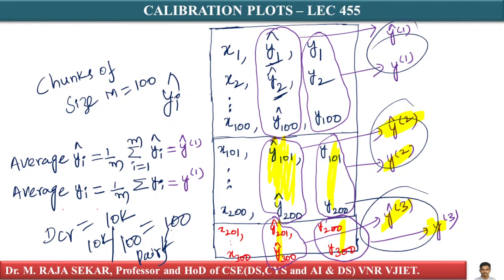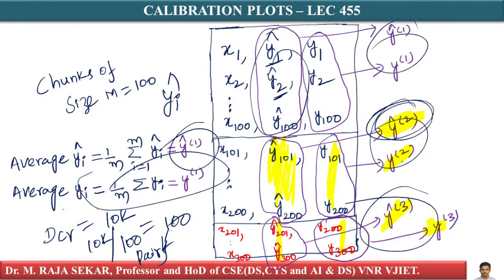These chunks are basically saying, for the first 100 points, when you sort in increasing order of yi cap, the average yi cap is like this. What is the average yi cap? This is the first one, isn't it? But the true average yi is y1, isn't it? The average predicted value for the second chunk is this one, and the true average value is this one, isn't it? This is what we have.